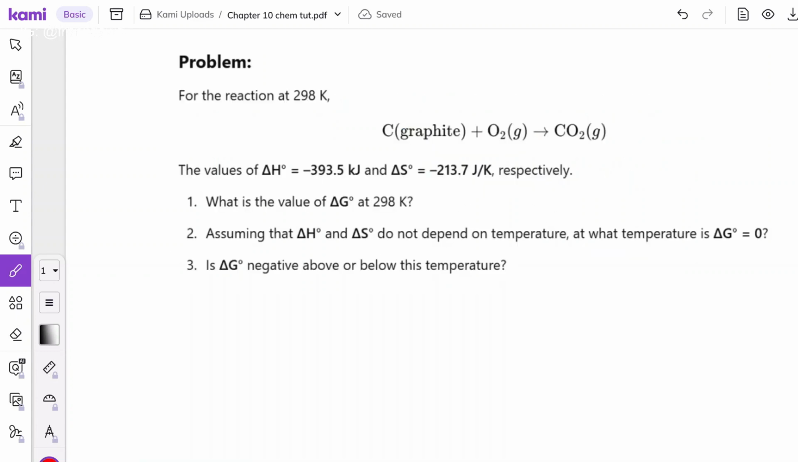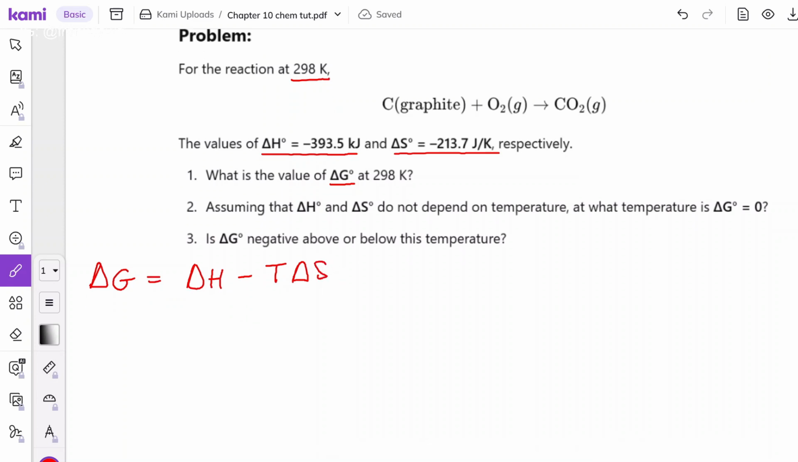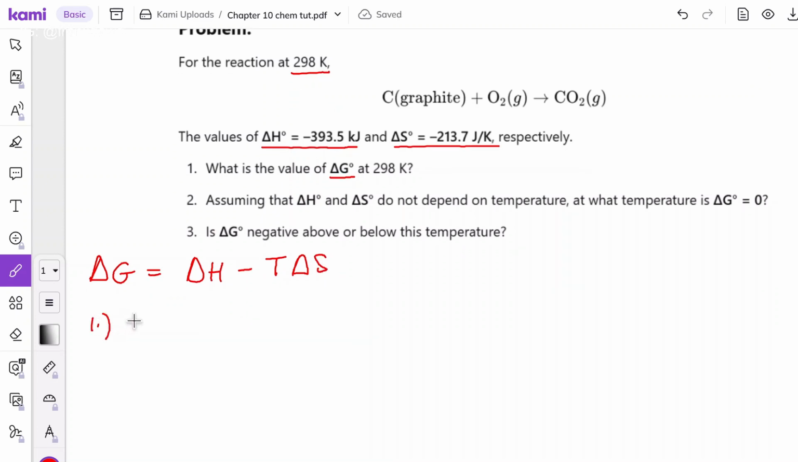Now I'm going to do a problem that encompasses basically everything I talked about, the Gibbs free energy, earlier. So in this problem, for the reaction at 298 Kelvin, the H is right here, and the delta S is right here as well. And the first question is asking for the delta G. And if you remember the formula, delta G is equal to change in enthalpy minus temperature times the change in entropy. So this problem is an easy one. We just plug it in to find delta G.